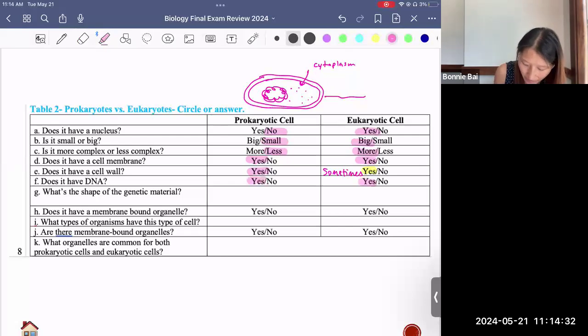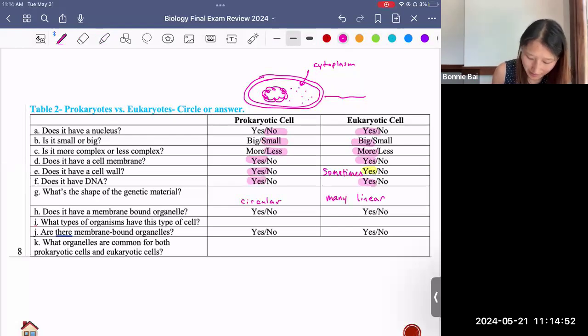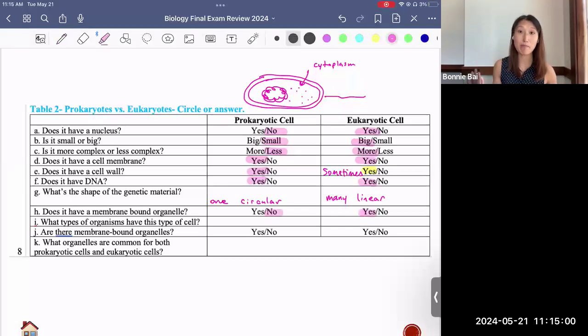Does it have DNA? Yes, they all have DNA to serve as its genetic information, genetic material. The shape of the genetic material is circular, but still a double-stranded DNA. But the double-stranded DNA twist is a circle, versus the eukaryotic cell has many linear chromosomes DNA. This is one circular DNA. Does it have a membrane-bound organelle? No. The membrane-bound organelles are the internal membranes that we were talking about earlier. The prokaryotic cells only has the external membrane that allows certain things to go in and out, all that.